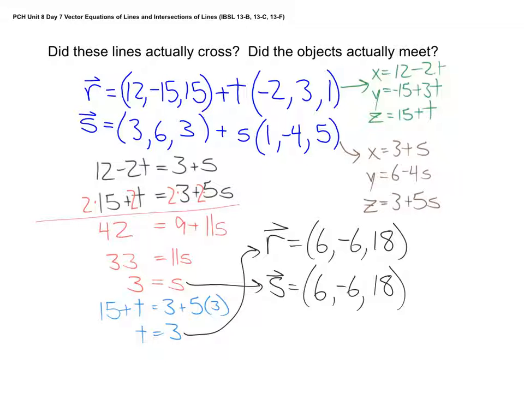So, did the lines cross? Yes. Did the objects meet? We don't know. Yes, because the times are the same. So here's the deal. They can get to the same point, but be at different times. Then their paths crossed, but they didn't actually meet. If we want them to actually hit each other, they've got to be at the same point at the same time. Okay? So, did they cross? Yes. Did they meet? Yes.